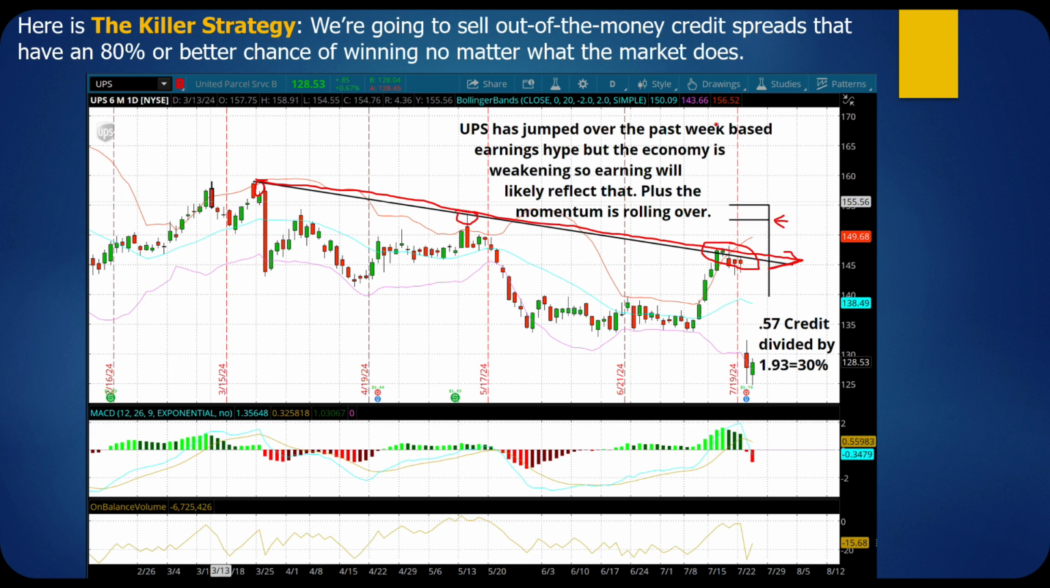So I say UPS has jumped over the past week based on earnings hype, but the economy is weakening, so earnings will likely reflect that. That was our hunch. Plus the momentum is rolling over. So we saw here on the MACD, we see the momentum rolling over. Here, on balance volume, is a continuous downtrend. We've got a higher high, definitely lows, and then this lower high.